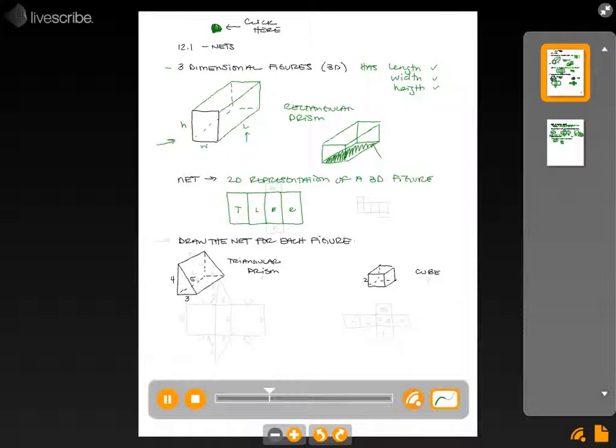Now we also have a rectangle in the front and a rectangle in the back. So here's our front, and this is the back. And that's a net. That's what we would draw to represent this figure.